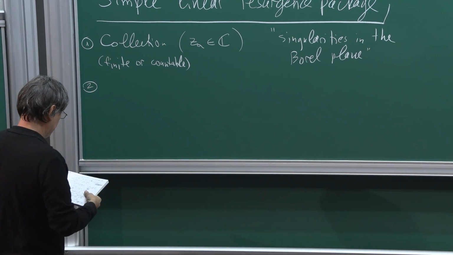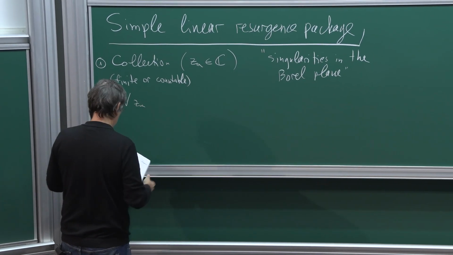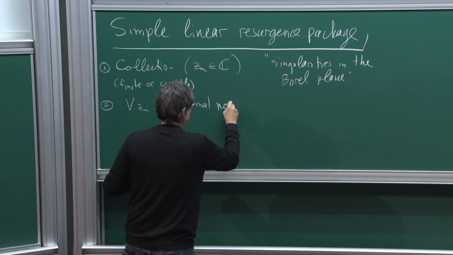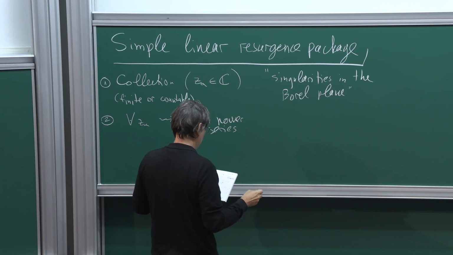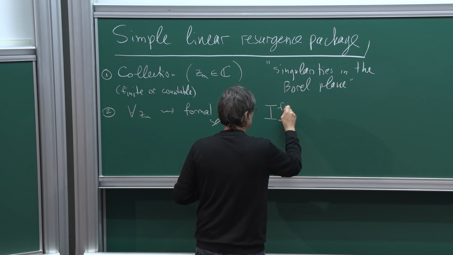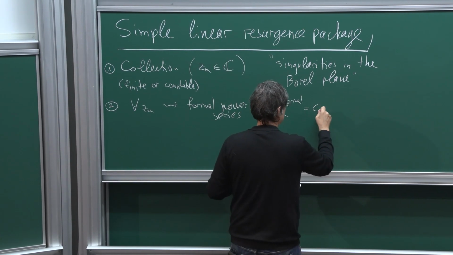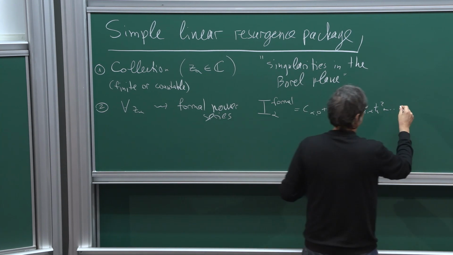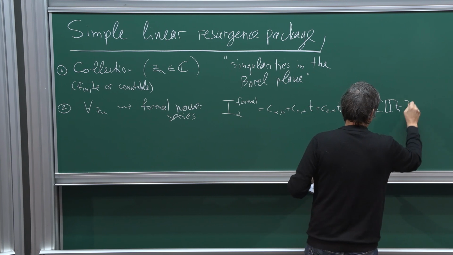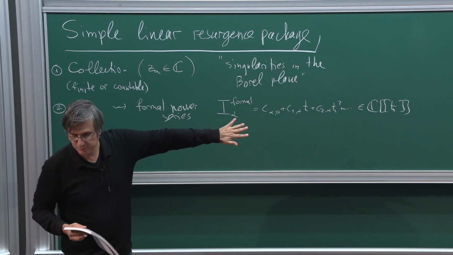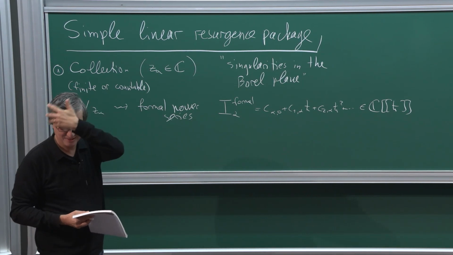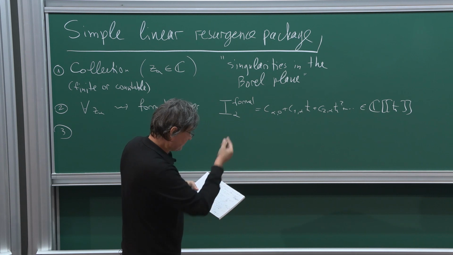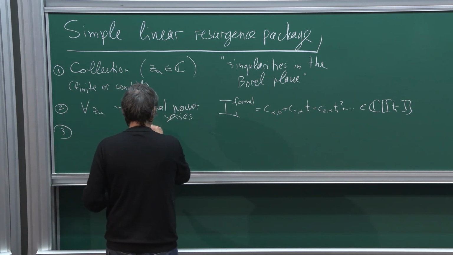The second object is, for each alpha, you have a formal series, which I denote by I alpha formal, which is a generating series, and the variable I denote by Planck constant, just to remind me that it's a small parameter going to 0, and in quantum mechanical applications it's really Planck constant. It's some divergent series which you want to summate. It's actually usually divergent.